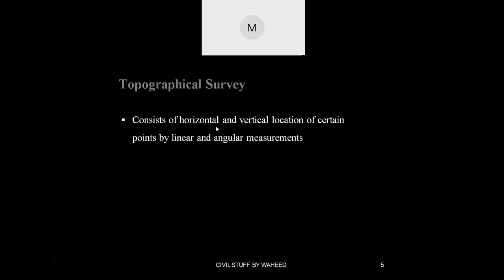It means you are going to collect the basic data of a particular area, either horizontal and vertical locations of certain points. That means three-dimensional, you are going to measure. Three-dimensional means generally a plan includes two dimensions. The third dimension comes when you are taking the levels, the verticals. In those situations you are going to take verticals. And it can be done by taking linear and angular measurements.